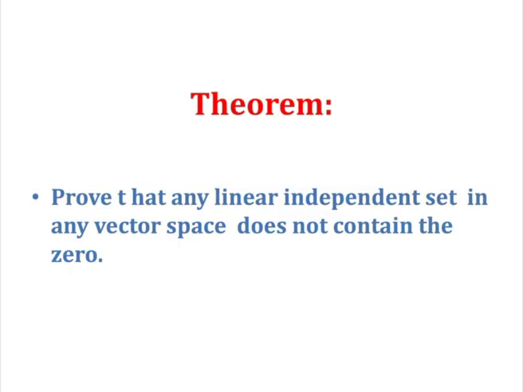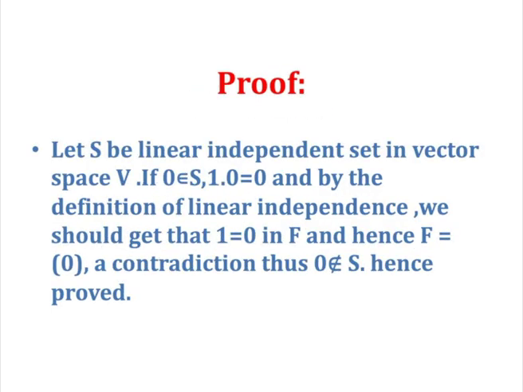Theorem. Prove that any linearly independent set in any vector space does not contain 0. Proof. Let S be a linearly independent set in vector space V, and suppose 0 belongs to S. Then 1 into 0 is 0, and by the definition of linear independence we should get 1 equal to 0 in F. A contradiction, thus 0 does not belong to S, hence proved.